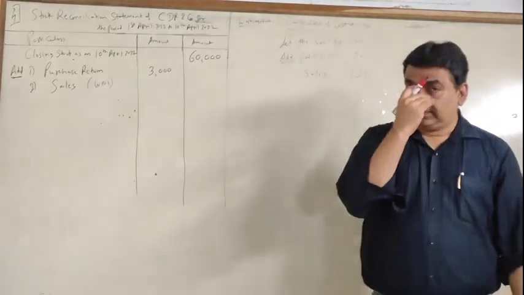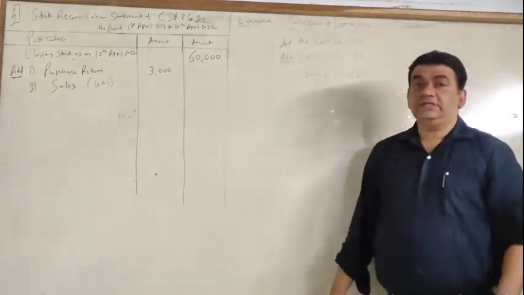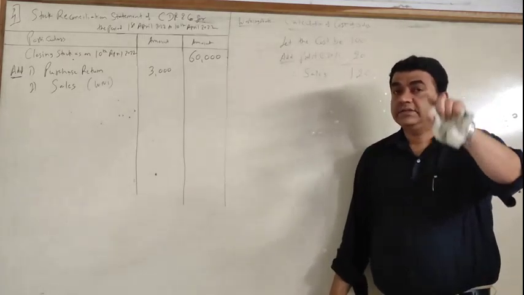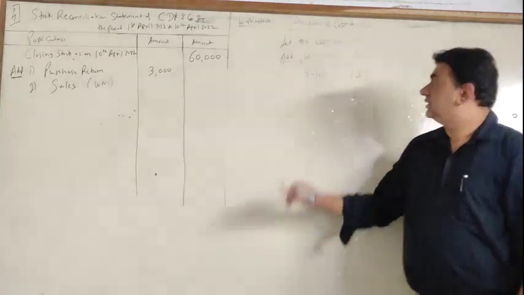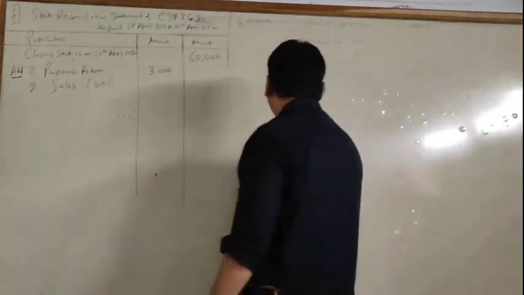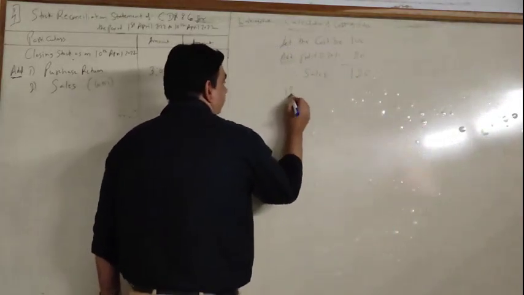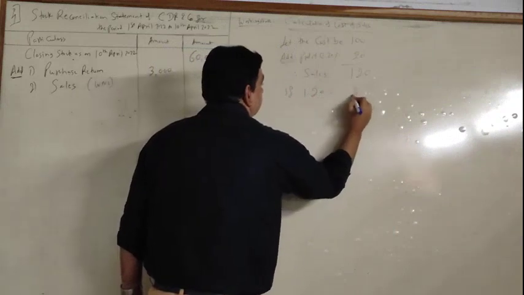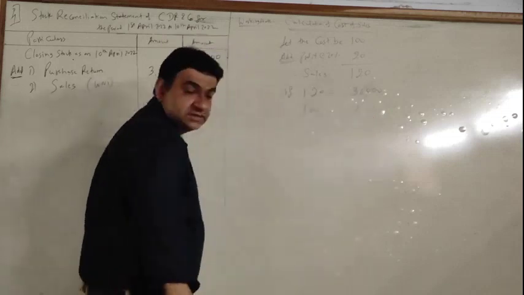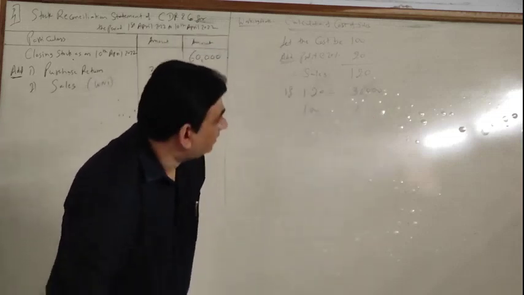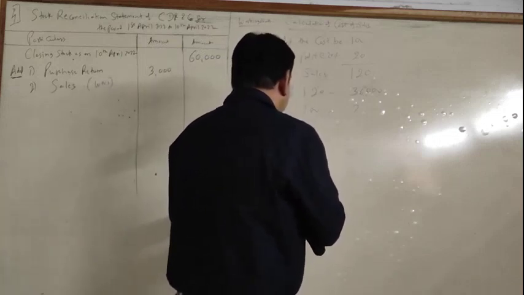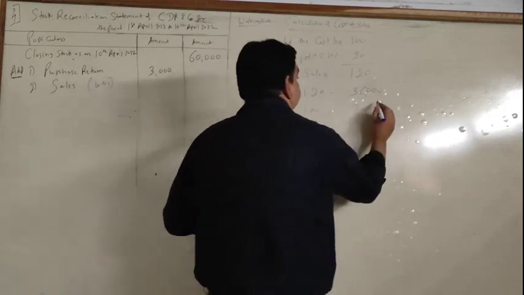This 36,000 includes profit, but 36,000 is the value of sales. What is sales here? 120. What I want? Cost of sales. So now see, what do I do? If 120 is 36,000, 100 is how much? Cross multiply and get the answer.